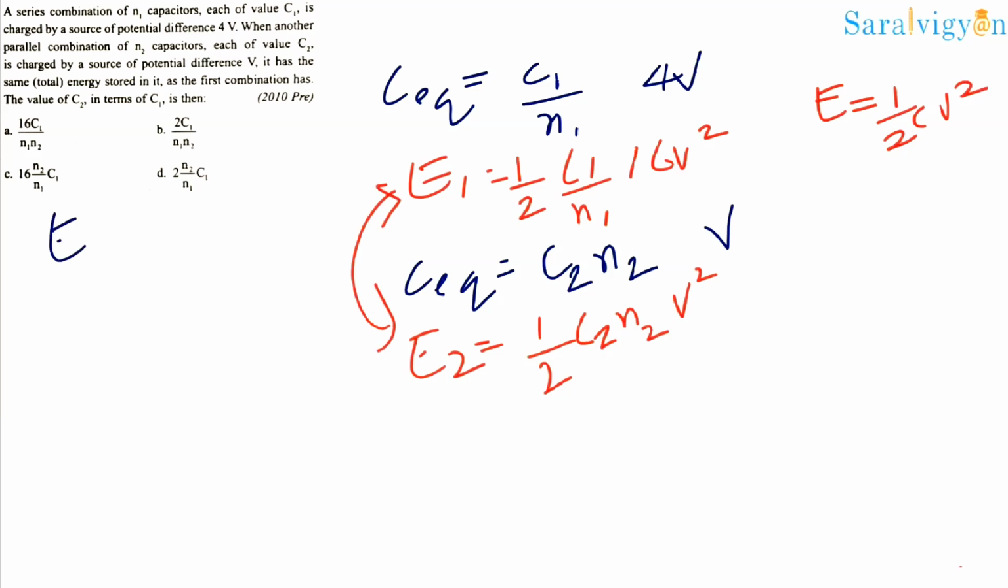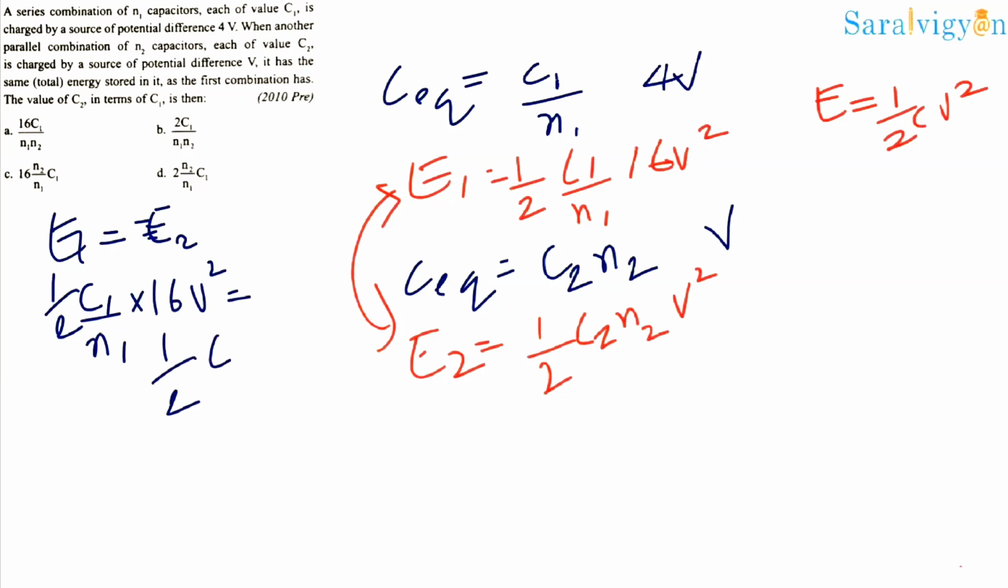So we have E1 equal to E2. E1 is half C1 by N1 into 16V square. E2 is half C2 into N2 into V square. Half C1 by N1 into 16V square equals half C2 N2 into V square. Now let us cancel the common terms on both sides of the equal sign.